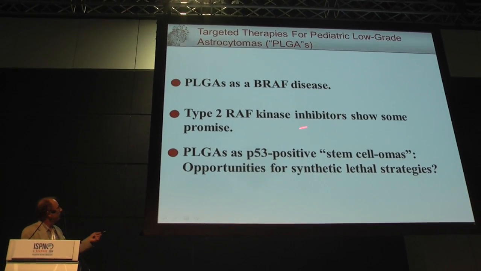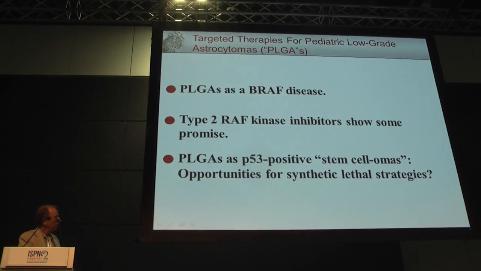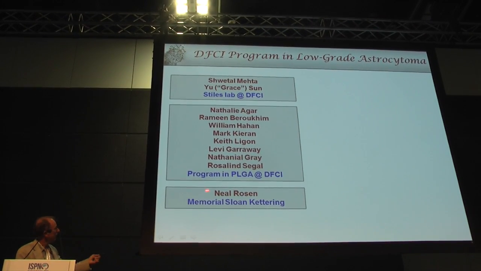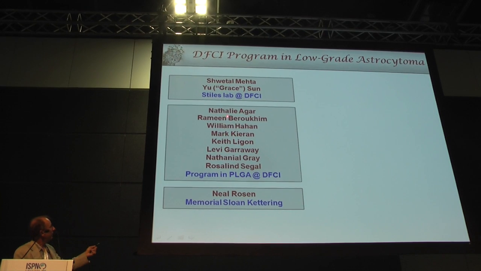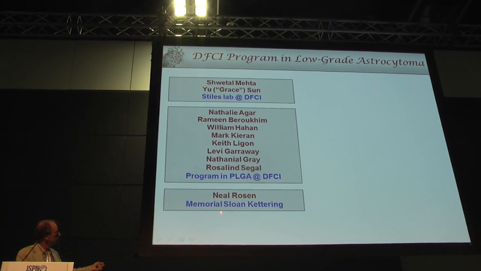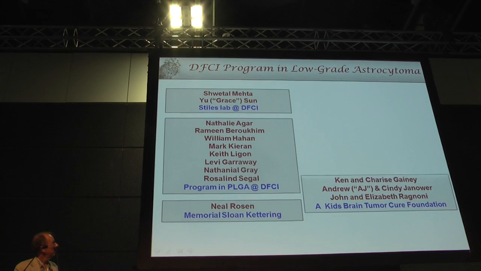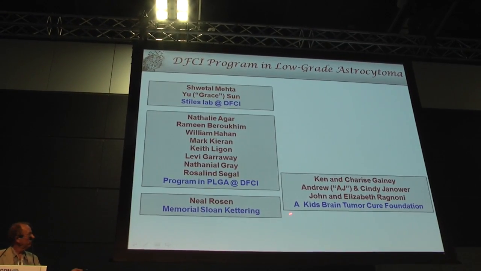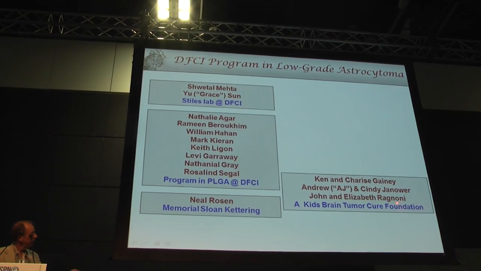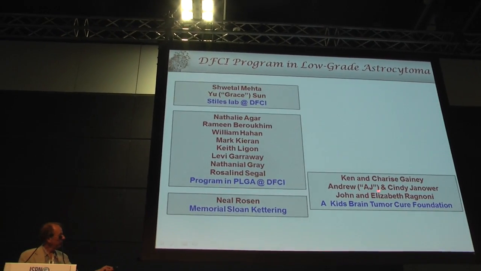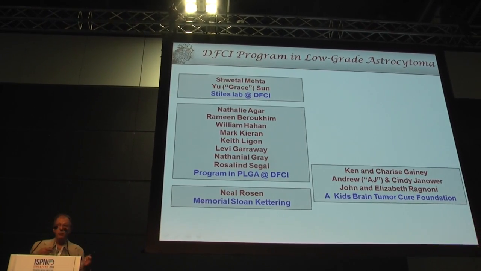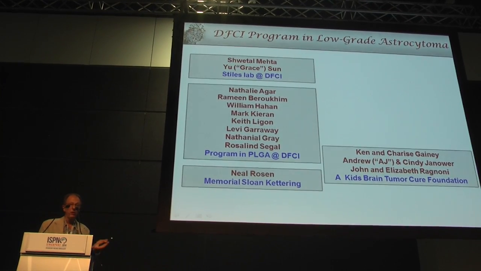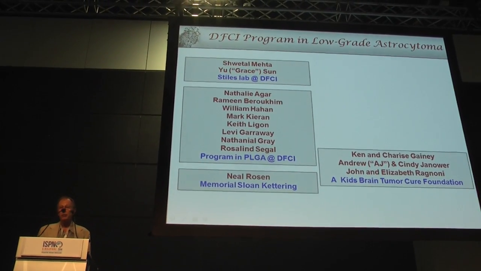This is a summary of what we've gone through today. The most important slide is here. These are members of the group Pediatric Low-Grade Astrocytoma Program at Dana-Farber. A strong collaboration with Neil Rosen and his associates at Memorial Sloan Kettering. Sponsored by the usual cluster of NIH grants, but special credit to the Kids Brain Tumor Cure Foundation, the 3 founding families shown here, for providing the seed money and then the ongoing money to carry out a lot of this work on drug development, which does not lend itself to typical hypothesis-driven NIH grants.